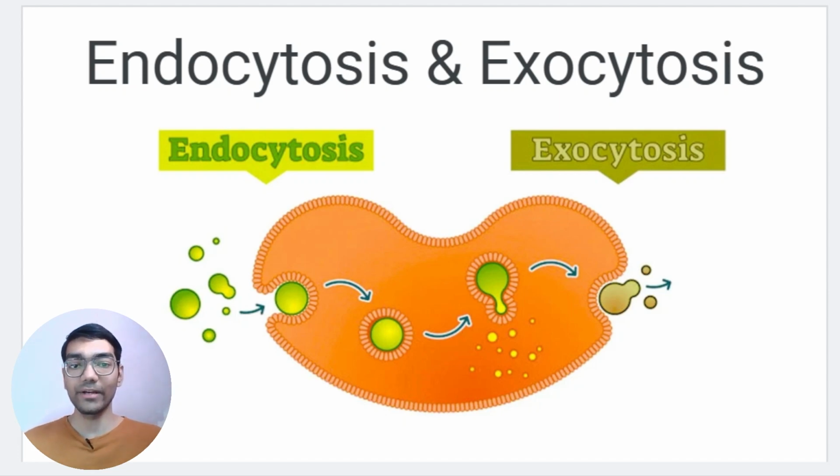Exocytosis is the reverse of endocytosis. Instead of engulfing, in exocytosis the chemical substance is expelled or released from the cell. The exocytosis process is very common in neurons when they release neurotransmitters which are stored in the nerve ending.